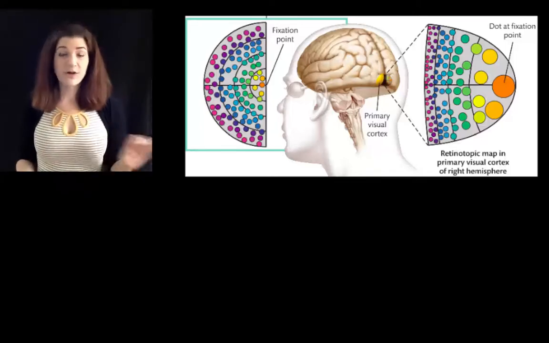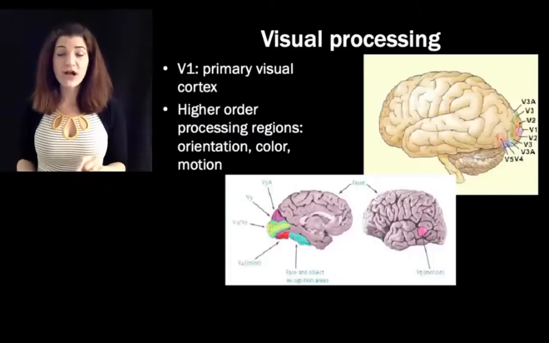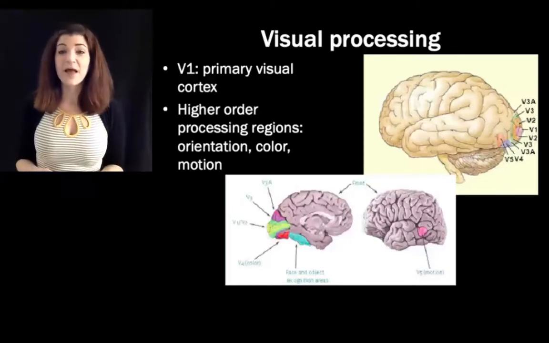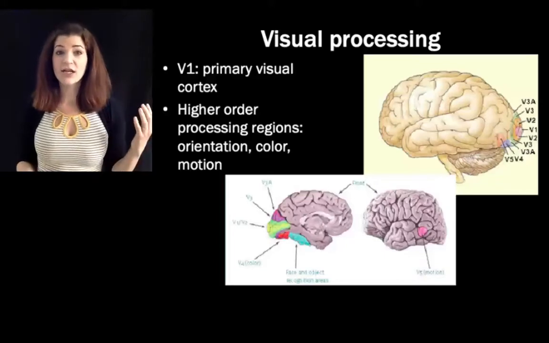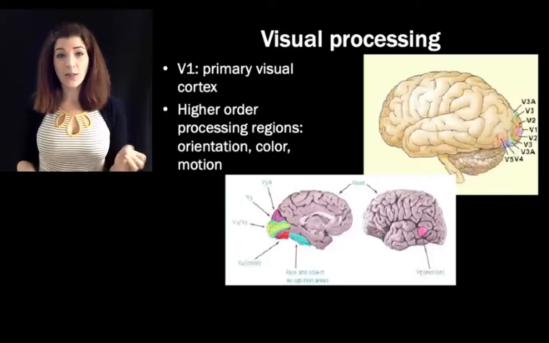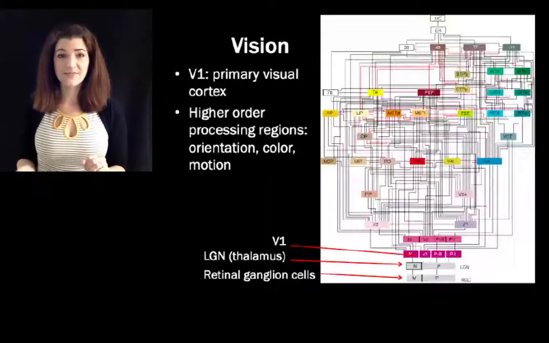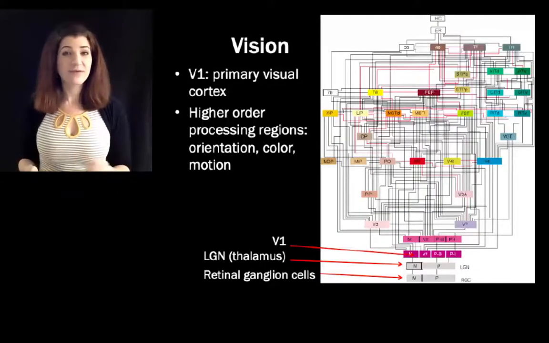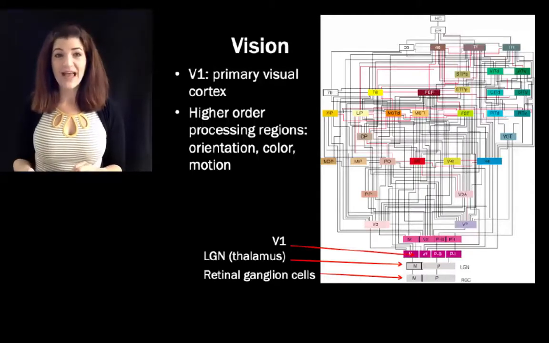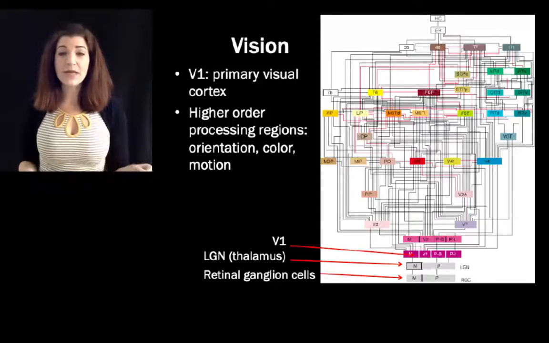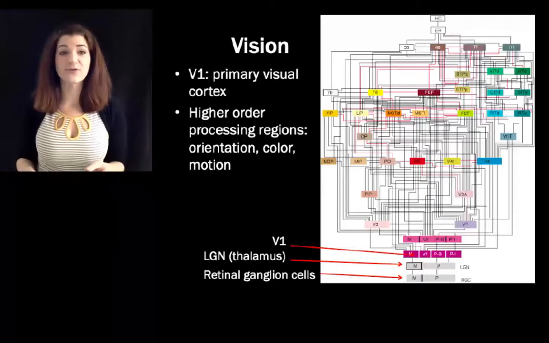So from V1, from primary visual cortex, information also travels to higher order processing regions called cleverly named things like V2, V4, and V5. And they deal with things like orientation, spatial frequency, motion, color processing, and other kind of higher order, more complex visual processing. This is a now very famous schematic of the visual pathway. Every colored square is a particular brain region, and the lines between them reflect connections between those areas, so neural connections between those regions.